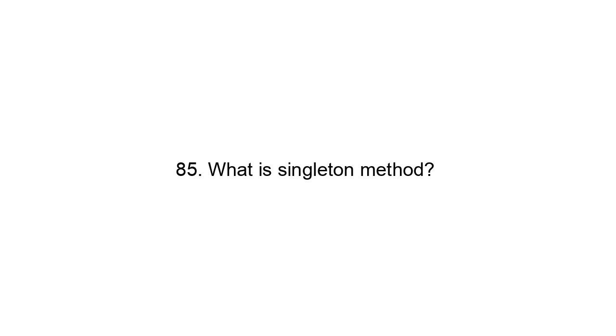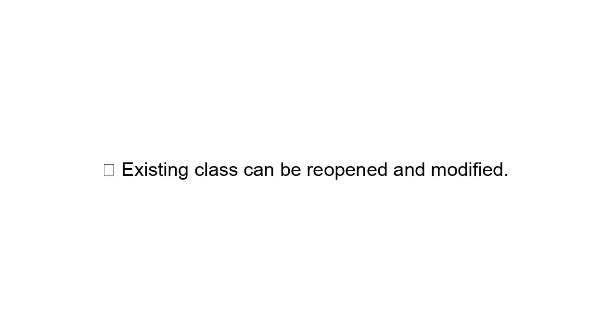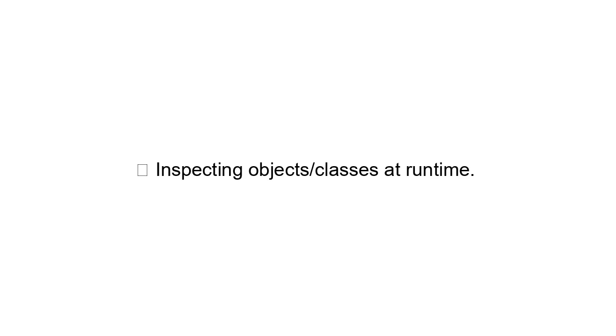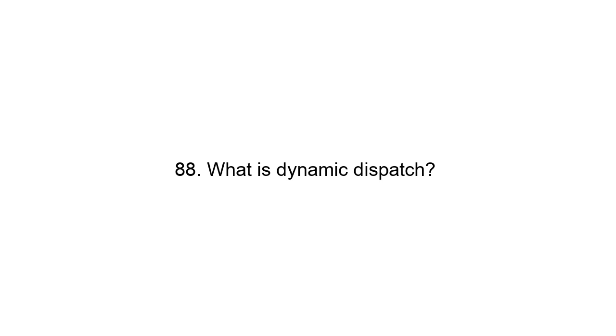85. What is singleton method? Method for specific object only. 86. What is open class? Existing class can be reopened and modified. 87. What is reflection in Ruby? Inspecting objects and classes at runtime. 88. What is dynamic dispatch? Method resolution during runtime.